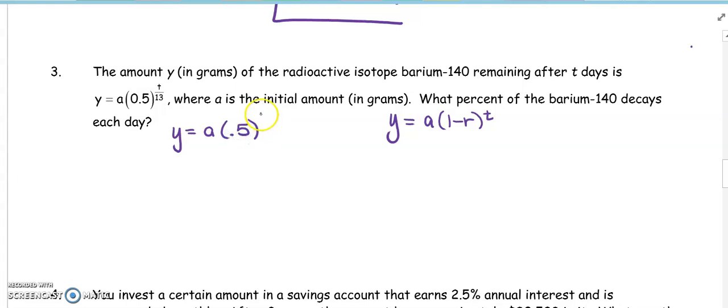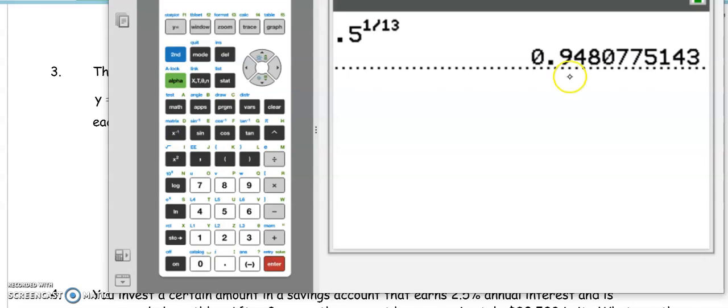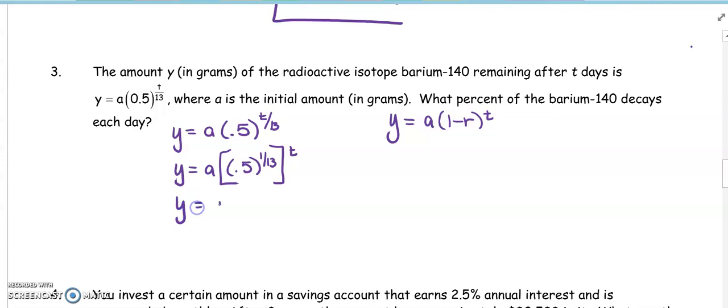0.5 to the T over 13 power. First thing I have to do is bust up that exponent. That is Y is equal to A times 0.5 to the 1 over 13 power, and all of that is being raised to the T power. Now we're going to deal with what's inside there. If we do 0.5 to the 1 divided by 13 power, and round this to 4 decimal places, that is 0.9481. So I have Y is equal to A times 0.9481 to the T power.